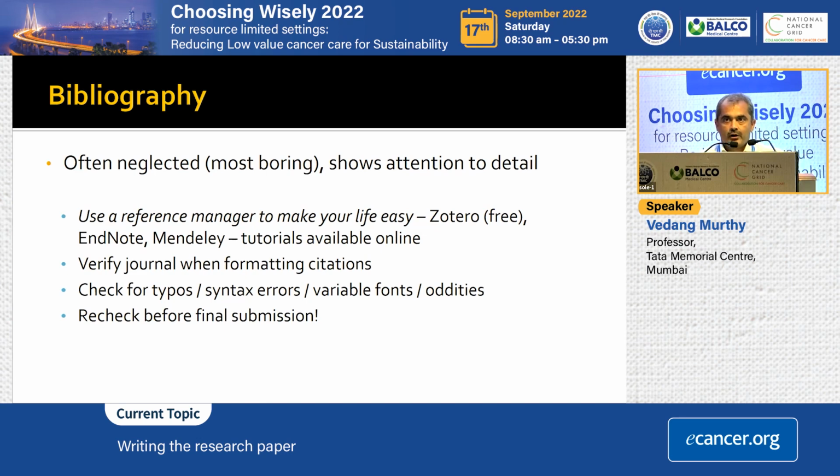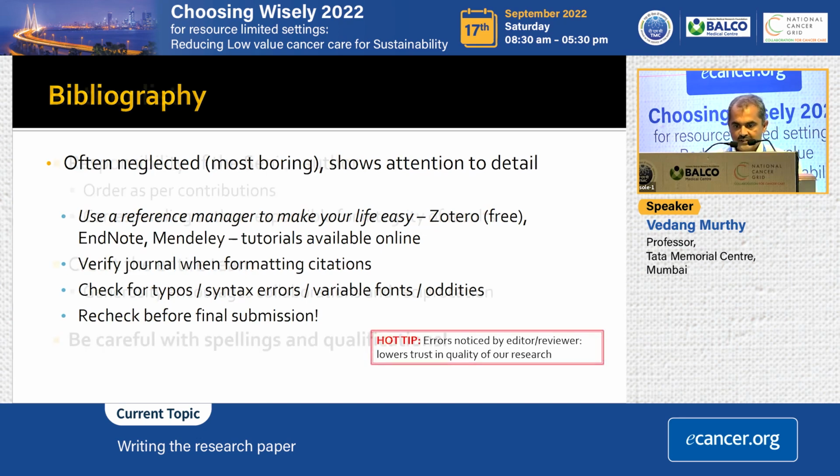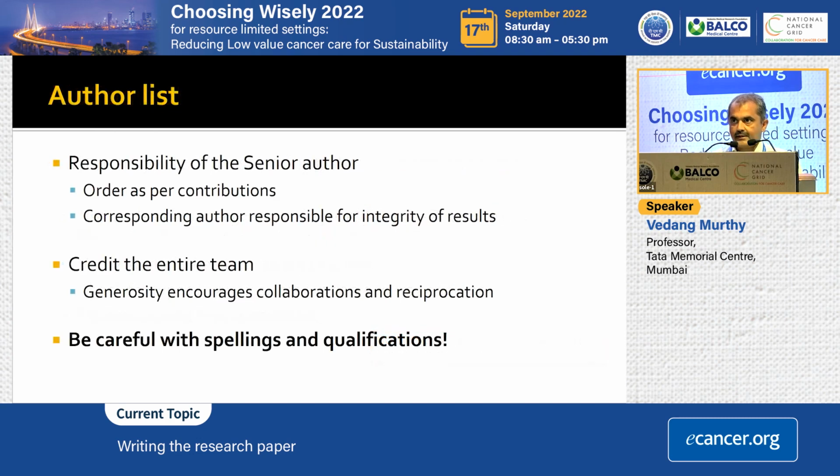Author list is something that I'll not talk about much. It is for the senior author to decide what happens, but it's an important part of the paper. As a junior who's starting off writing the manuscript, make sure you get the spellings and qualifications right. That can be very embarrassing at times. But credit the entire team, obviously, it's important. Those who don't make the author list are acknowledged. Funding support, writing assistance. Well, we don't have writing assistance, so any logistical or administrative help that you may have.